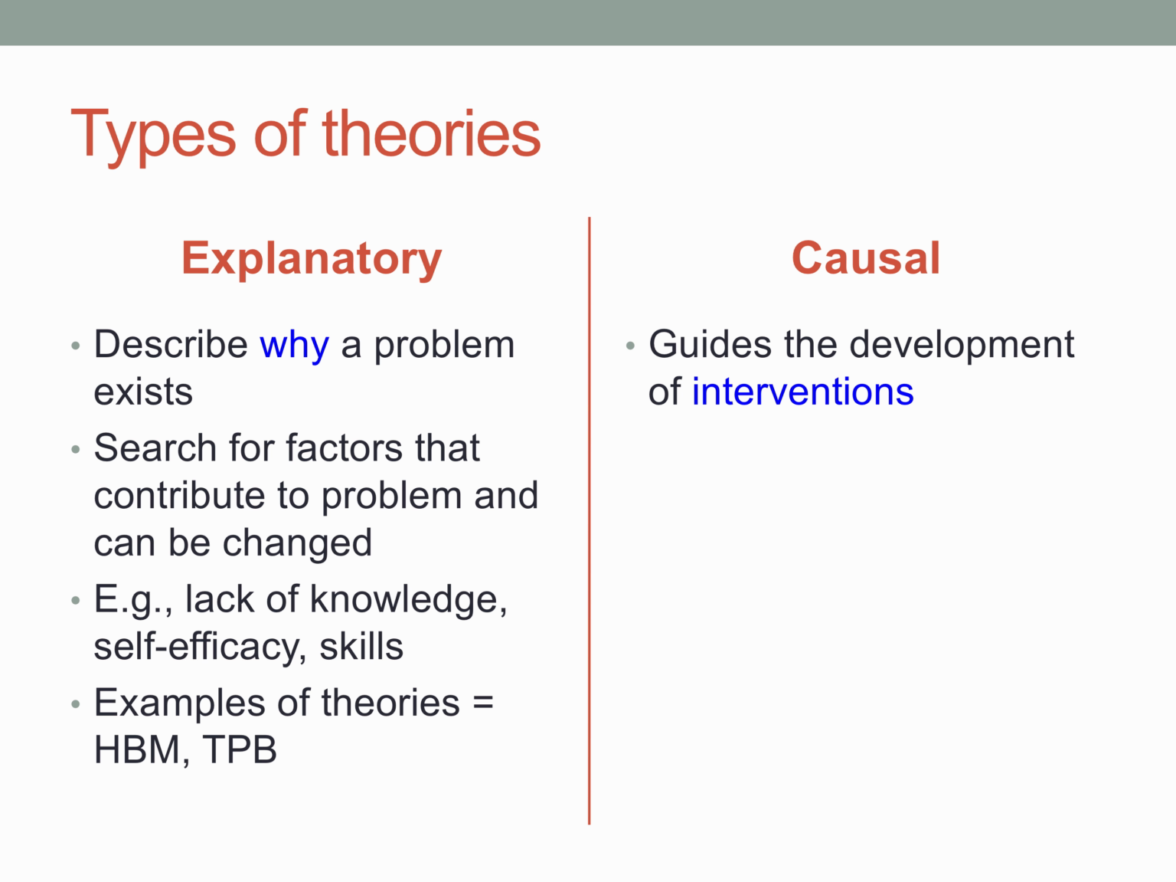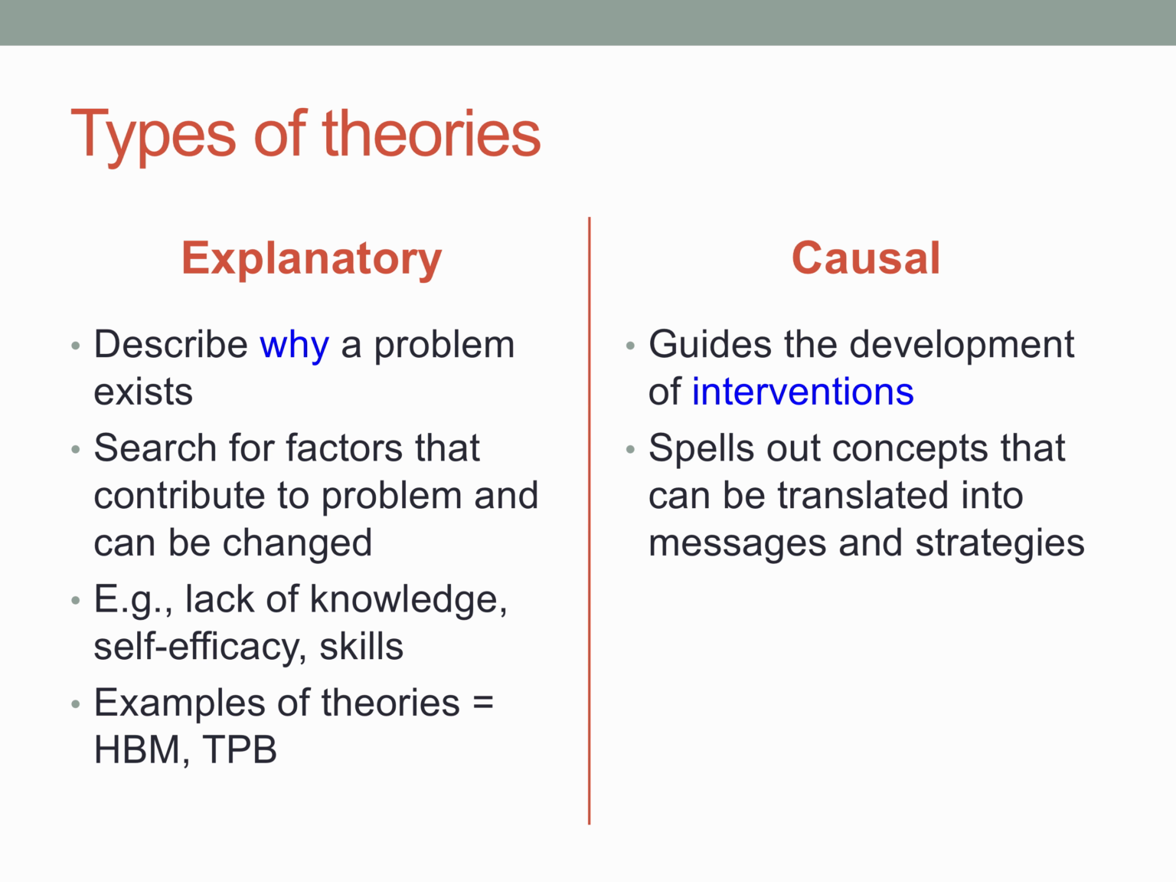In our explanatory theories, we're trying to understand why problems exist. We don't know what's happening. We don't know what causes it yet. So when we're using explanatory theories, we can't really develop or plan programs that are trying to make a difference. This is where we use causal theories, because they really help us articulate concepts that we can translate into different messages and strategies to actually make change.